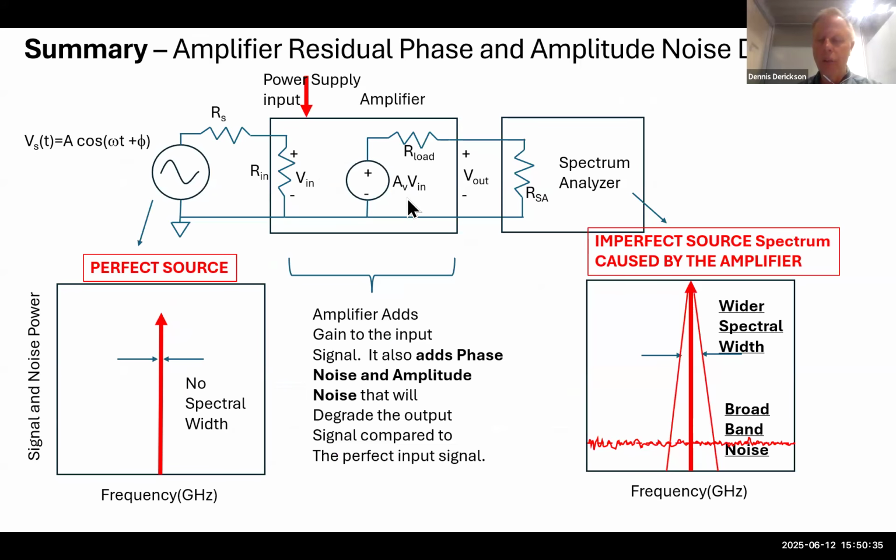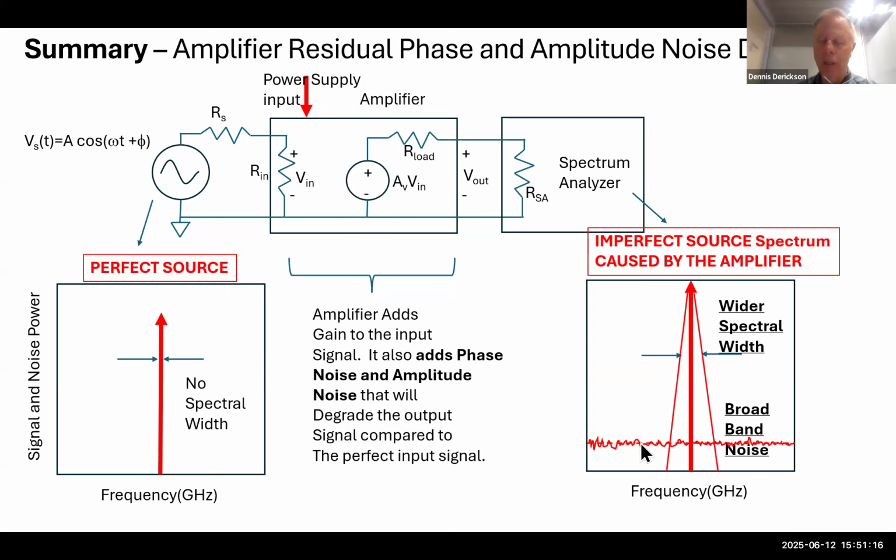So it was a long presentation there, but I wanted to do a quick summary. The topic of this presentation was residual phase and amplitude performance of an amplifier. We started out with the perfect amplifier right here with no spectral width, no amplitude modulation at all, no phase modulation. We go through an amplifier. This amplifier has all kinds of noise mechanisms: thermal noise, shot noise, 1/f noise. And we're going to model it as a black box noise source right here and a black box gain source. And the output right here will be wider in spectral width.